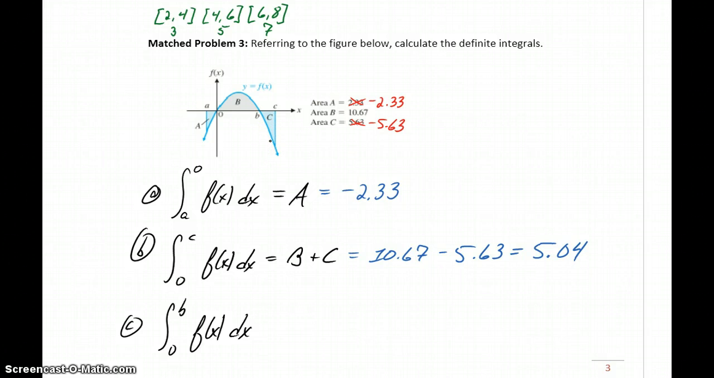And then in part C, we want the integral from 0 to b. So we're looking at this range from x equals 0 to x equals b. The only area there is just that area for that shaded region B, which means the area from 0 to b, or the definite integral of our function from 0 to b, is 10.67.